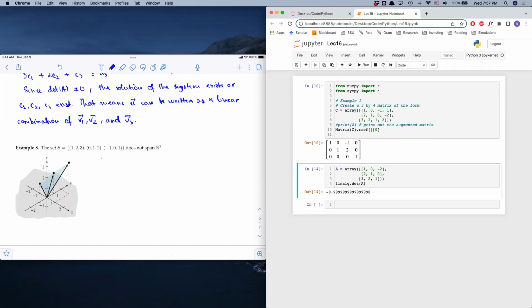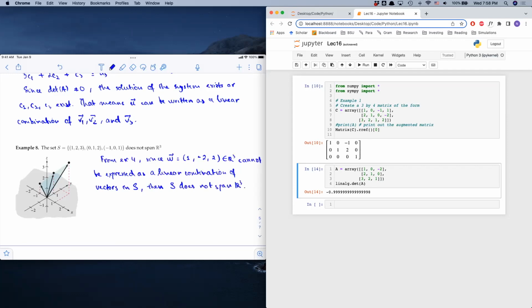So we can say that from example 4, since the vector w equal to (1, -2, 2) in R3 cannot be expressed as a linear combination of vectors in S, then S does not span R3. All right, so again, the result is from example 4.